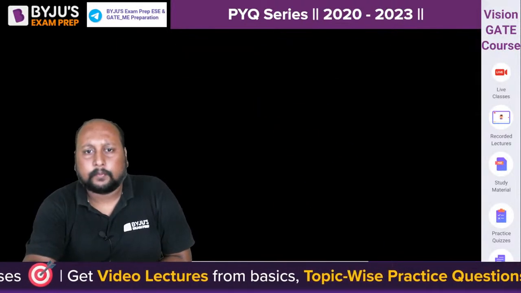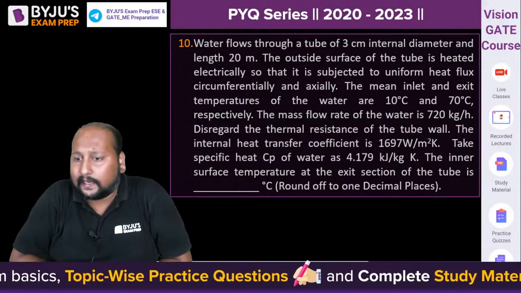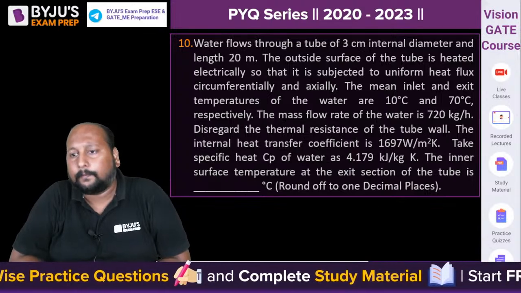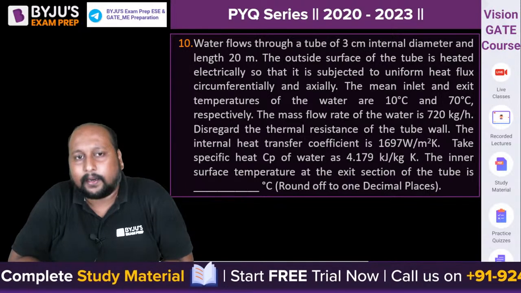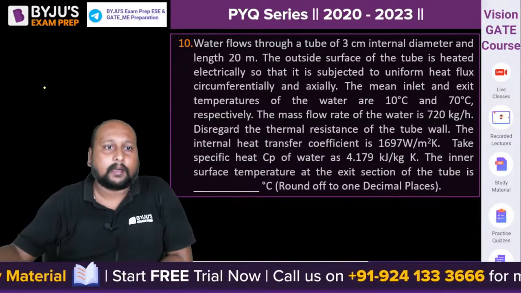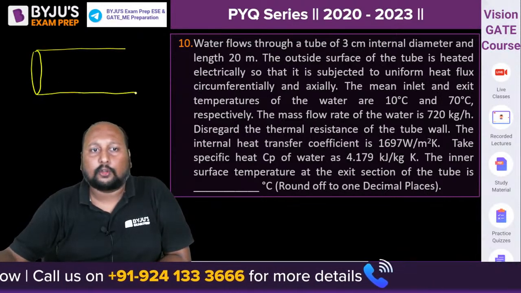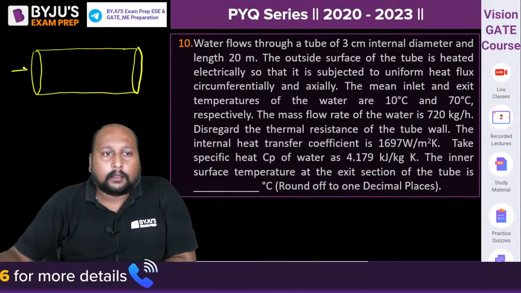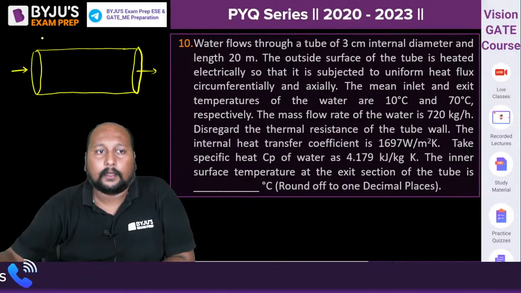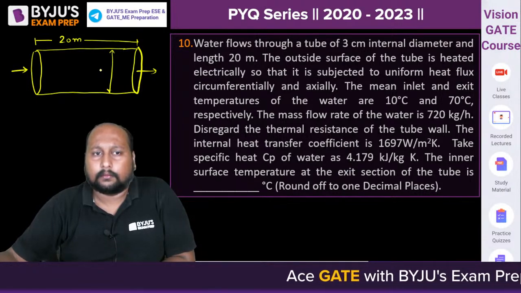Chaliye, next question. Question number 10 on the screen. Interesting. This is an interesting one from the concept of convection. Water flows through a tube having a dia of 3 centimeter and length of 20 meter. So let me draw the diagram. This is your flow through pipe concept. Question from flow through pipe. Okay. This is inlet. This is your outlet. So this length is given as 20 meter. This diameter is given as 3 centimeter.